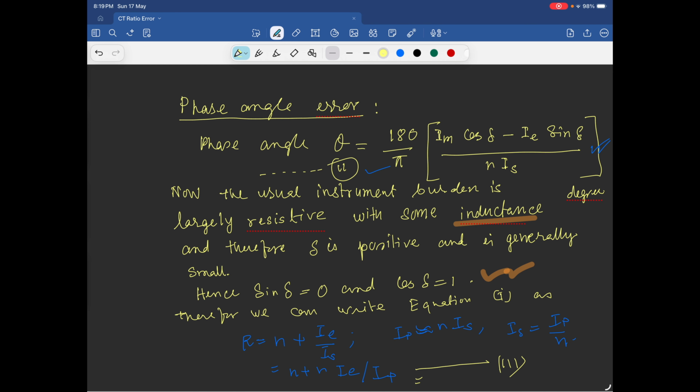So here I can take N into common: 1 plus IE by IP.